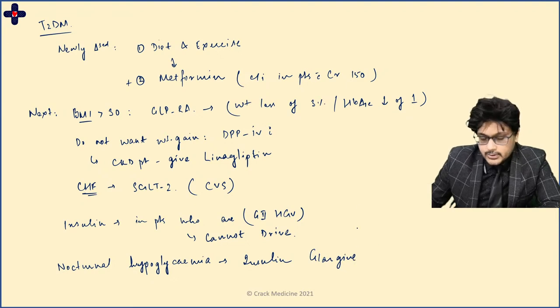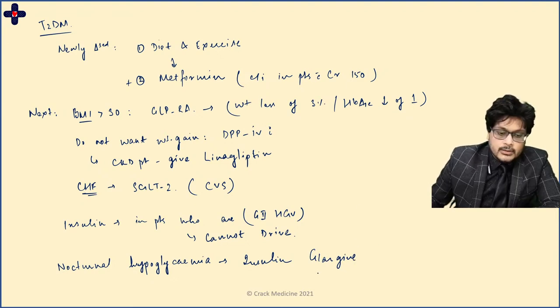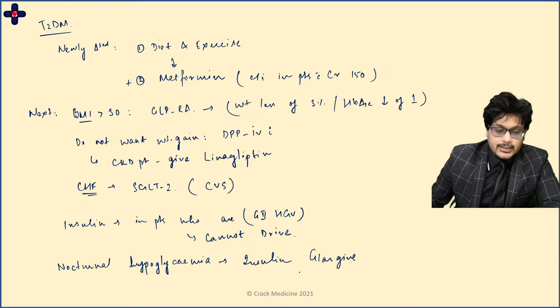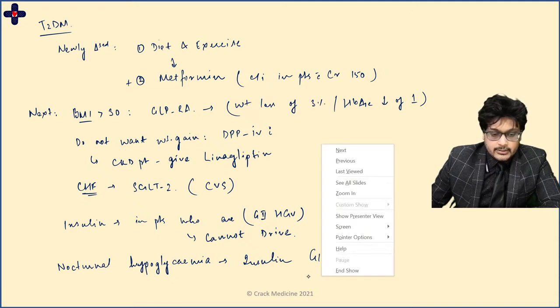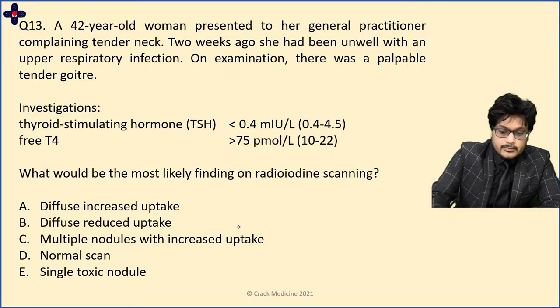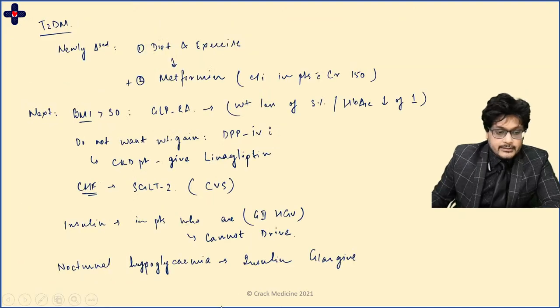Sometimes your questions will ask you, what is glargine actually? You have a glycine and two arginine replacements, right? Sometimes your question will give you another long acting insulin and they will tell you that the patient is having hypoglycemic episodes. So try to convert it to glargine in that particular case, okay? Also remember that insulin will cause a moderate amount of weight gain in patients. So just keep that in your mind.